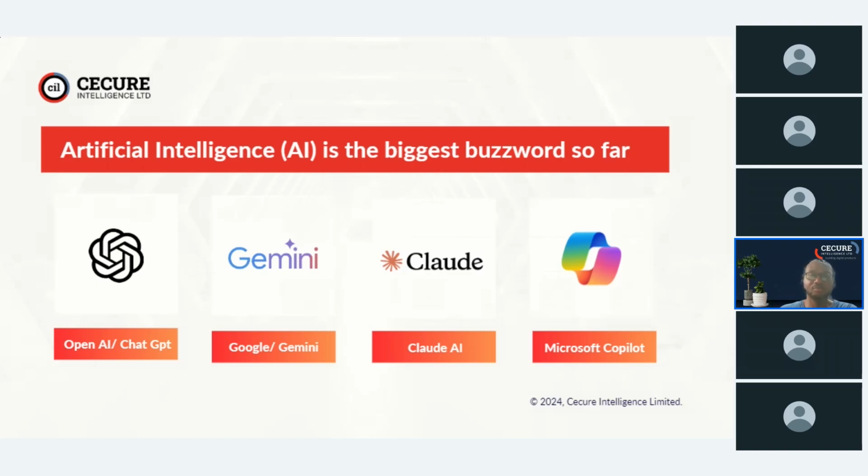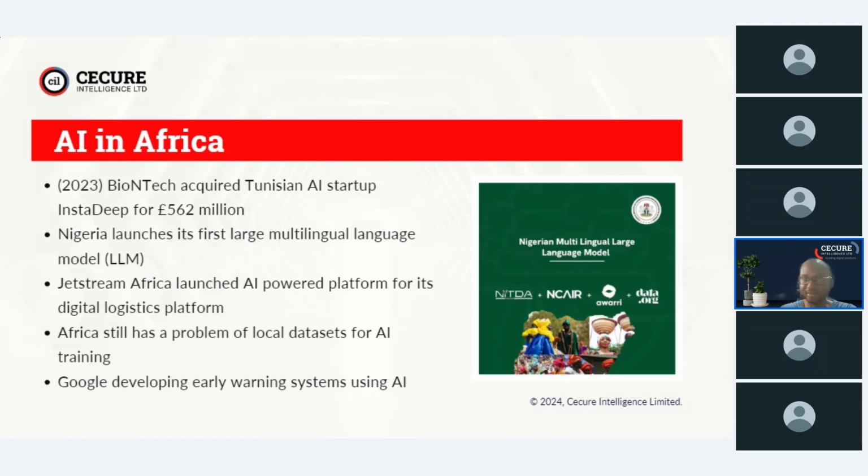But if we deep dive into what's happening with AI in Africa, we're seeing some developments in that space too. On the next slide, even last year, one company called InstaDeep was acquired for about 562 million pounds. So there was some traction last year when it comes to AI, especially with startups. This year, Nigeria stated that it was launching its first large multilingual language model, incorporating local languages into their AI data sets. That should be interesting. They haven't given a specific date, but it's coming in a few months, maybe before the end of this year, we'll see something released.